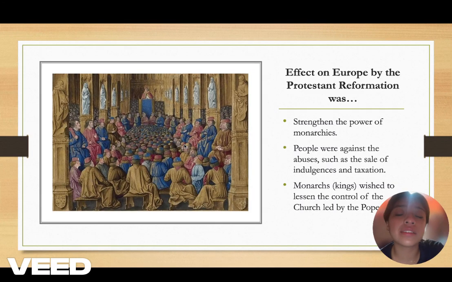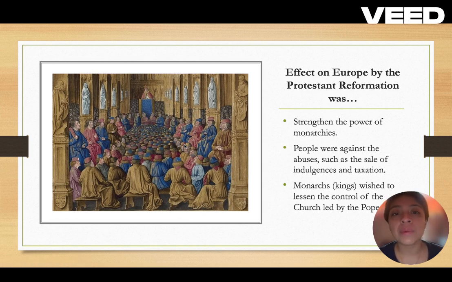So some of the effects that the Protestant Reformation movement had in Europe was strengthening the power of the monarchies. The people who were against the abuses, such as the indulgences and taxations, spoke with the monarchies who had risen in power to lessen the control of the church led by the Pope.